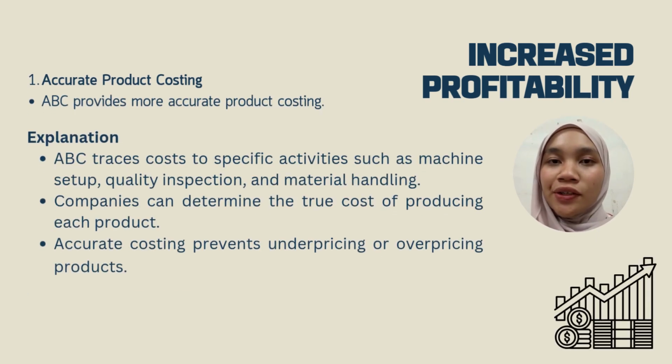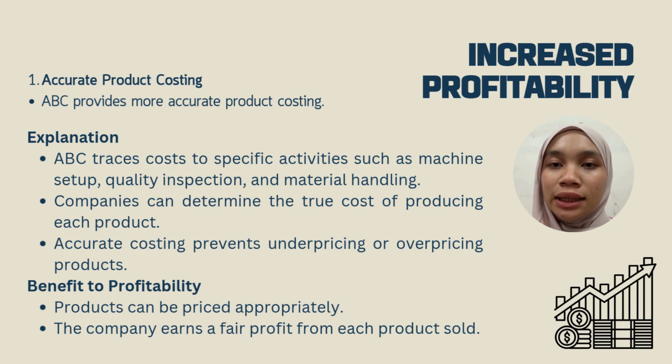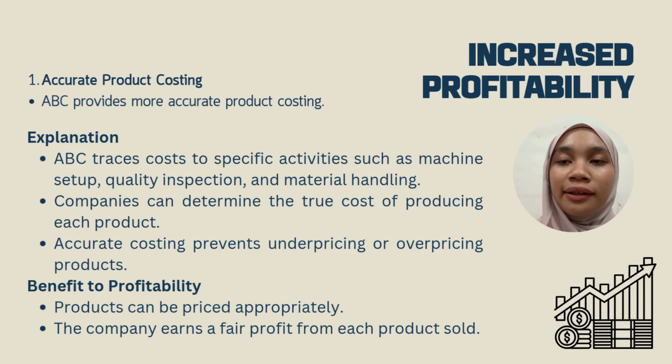The first pillar of increasing profitability through ABC is accurate product costing. Traditional accounting treats overhead like a hidden blanket expense. ABC pulls back that blanket by tracing costs directly to specific, tangible operational activities such as machine setups, quality inspections, and material handling. Because we trace the money to the actual activities, a company can finally determine the true cost of producing each individual product.